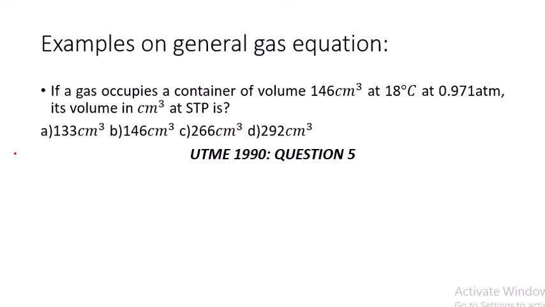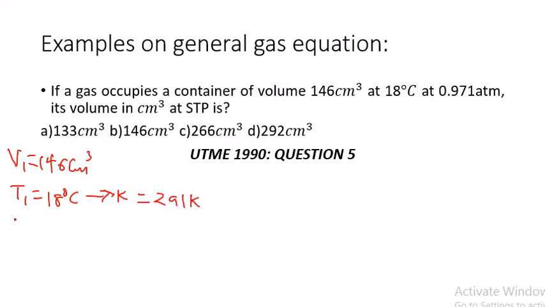So we write out our given parameters. We are given the volume, the V1 of this. So V1 is 146 centimeter cube. Also T1 is 18 degrees Celsius converted to Kelvin. You know how to do that. Add 273, and if you do that, you have 291 Kelvin.